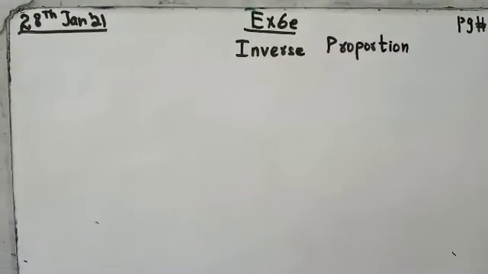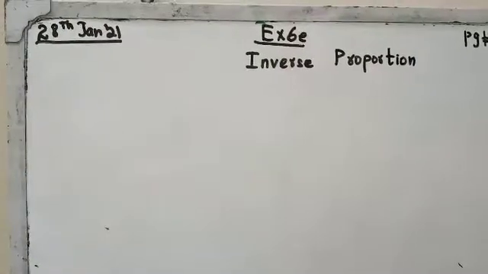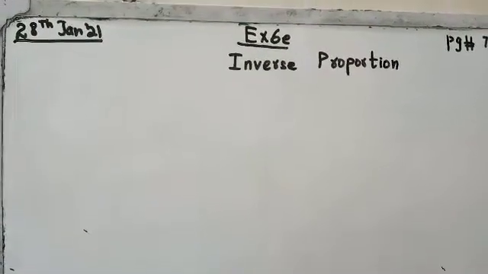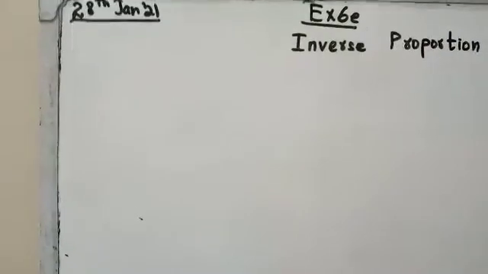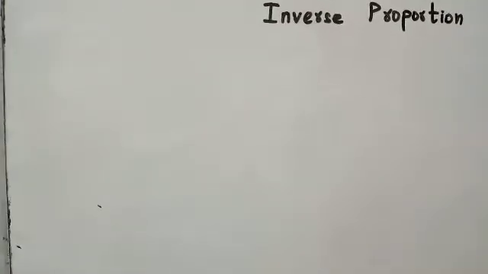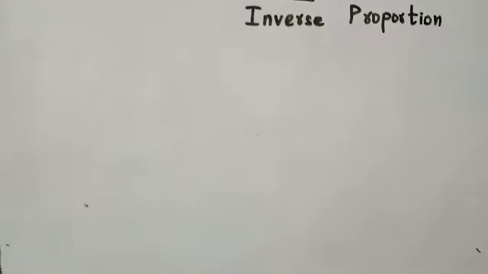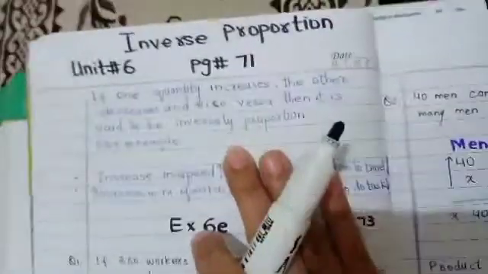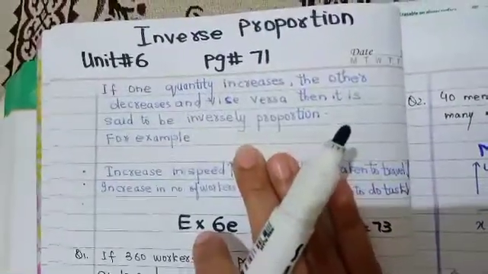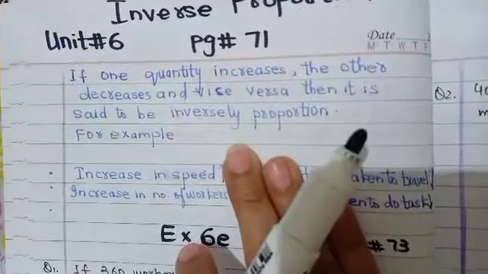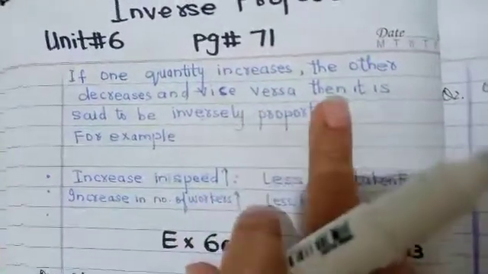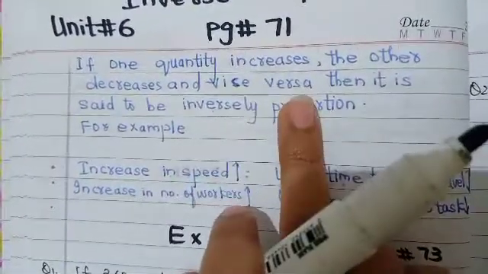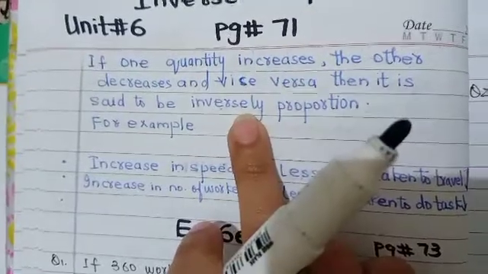We are starting with a new exercise, that is exercise 6E, inverse proportion. Before starting it, let's look at it. What is inverse proportion? In the previous lecture, we did direct proportion and now we are doing inverse proportion. The name itself is saying that it is inverse, meaning opposite. If one quantity increases, the other decreases and vice versa, then it is said to be inversely proportional.